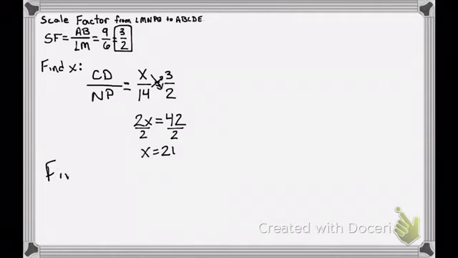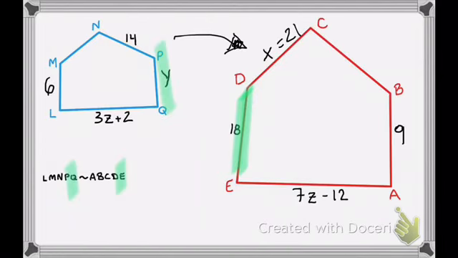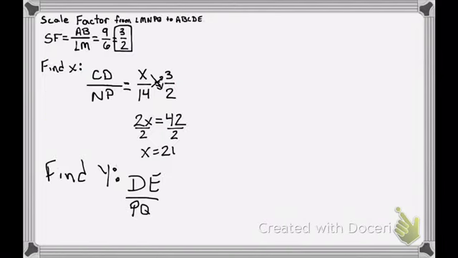So to find y, we're going to set up our fraction of DE. Same shape, always on top. And on the bottom, matching to DE, was PQ. Jumping back to the shape, just to make sure I've got the right numbers, DE was 18 and PQ was y. And so this is going to equal 18 over y. Just like we did for x, that has to also reduce to the same scale factor of 3 over 2.